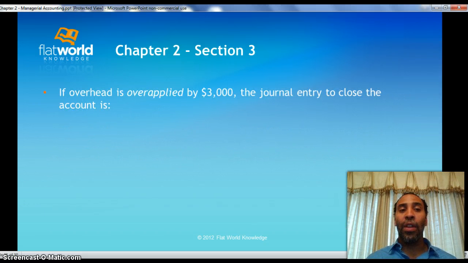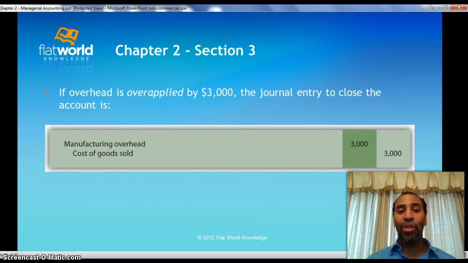Now, if overhead is overapplied by $3,000, the journal entry to close the account shows that $3,000 in cost of goods sold goes back to manufacturing overhead, which means that now we're okay, and we have an extra $3,000. So $3,000 that was in cost of goods sold goes over to manufacturing overhead.